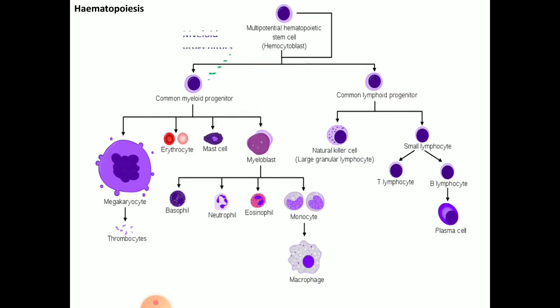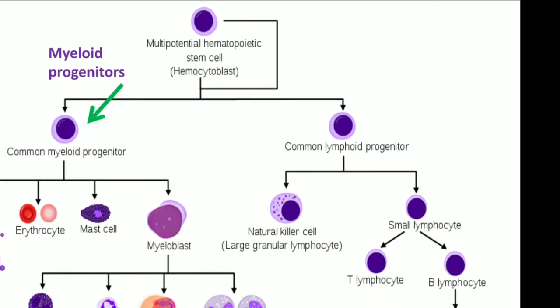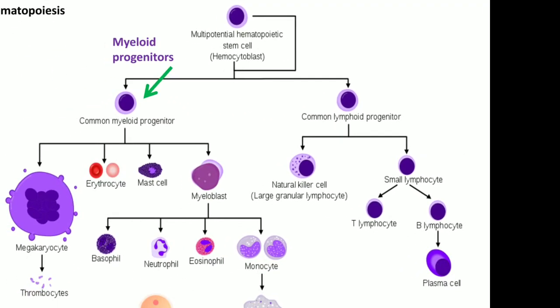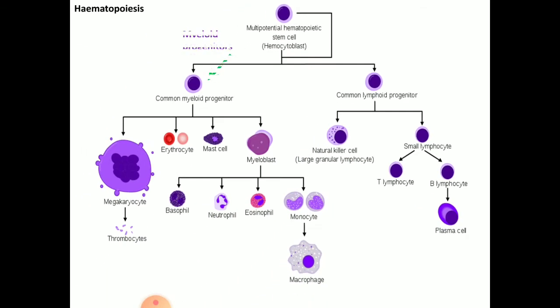You can see the hematopoietic stem cell, which is also called hemocytoblast. It gives rise to two kinds of progenitor cells. The first one is the myeloid progenitor, which is called the common myeloid progenitor, and the second kind is the lymphoid progenitor. So this is the common lymphoid progenitor. So this is one lineage and this is another lineage.